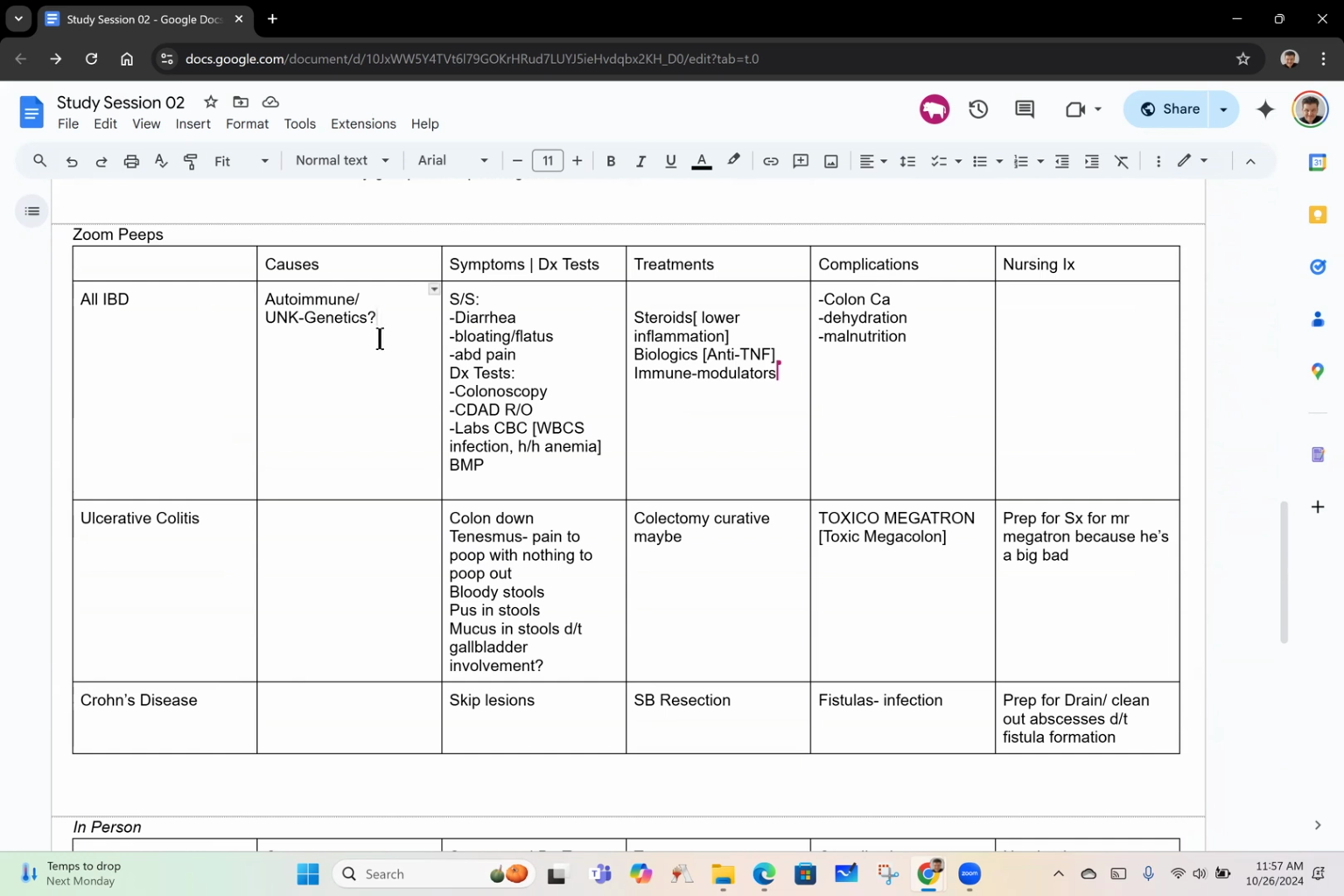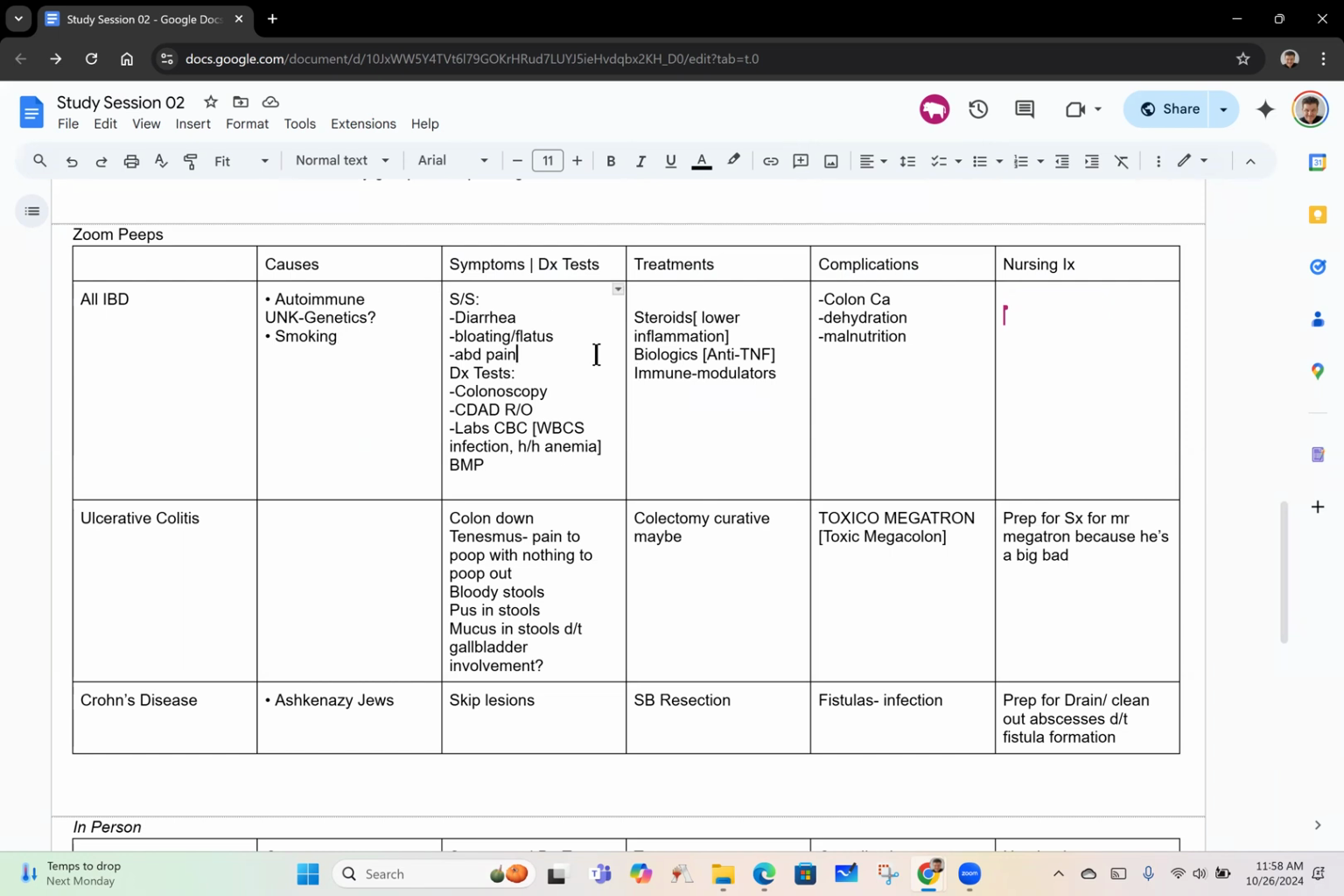So let's go to our IBD stuff. Okay, so IBD. So what's IBD? What's it caused by? It's really not known. We know that Crohn's disease is linked to Ashkenazi Jews, right? But autoimmune, unknown genetics. We know smoking's linked, right? Anything else we know about causes? It is an autoimmune process, genetic predisposition. I mean, you can argue maybe alcohol, but usually it affects younger people in their 20s and 30s.